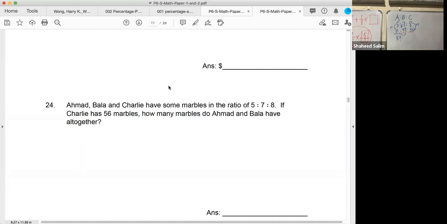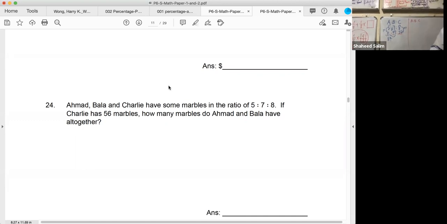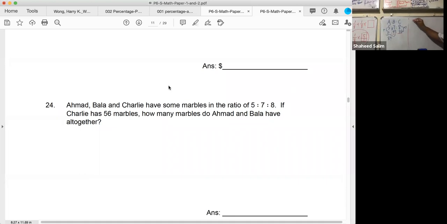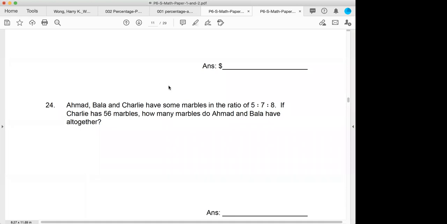All right, that's one method. Or you can take 5 plus 7, 12 units. Or we can do the other method if you want to. All right, I'll just show you another method. The answer 84, correct. I don't do model, I do ratio. You did model, is it? No.